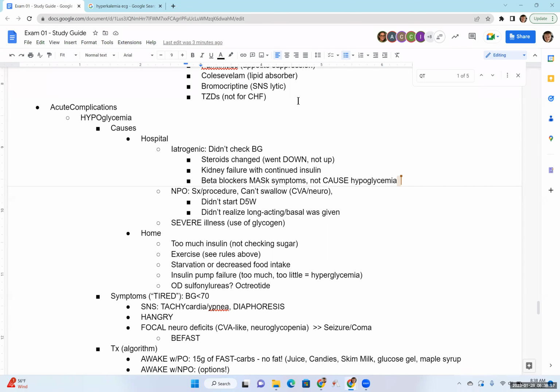So which one do you want to do first? Hypoglycemic. So if they're hypoglycemic, the sugar's low. Why is their sugar low? They didn't eat. And what else happened? They took their insulin and didn't eat, right? So that's like at home.